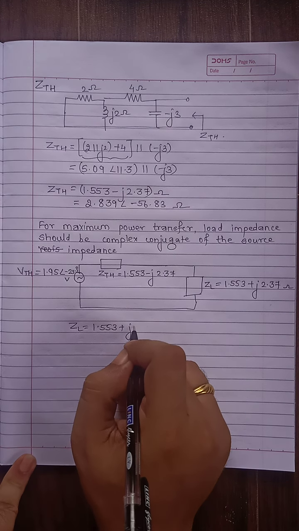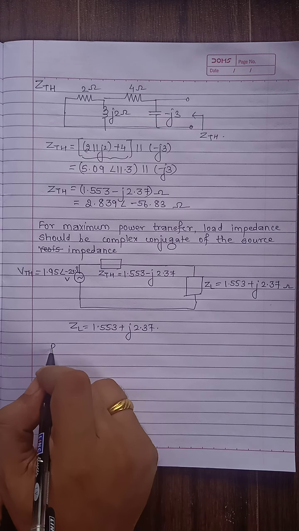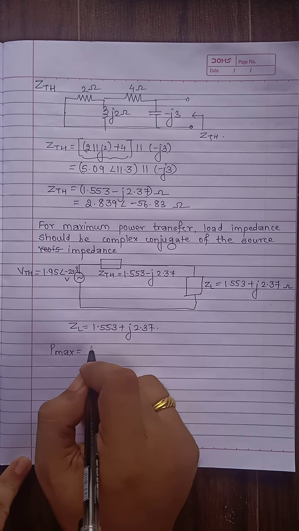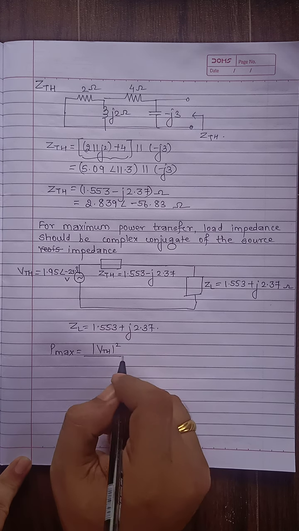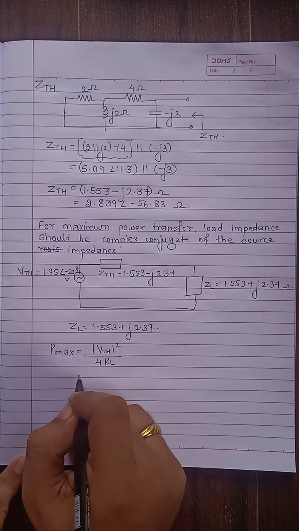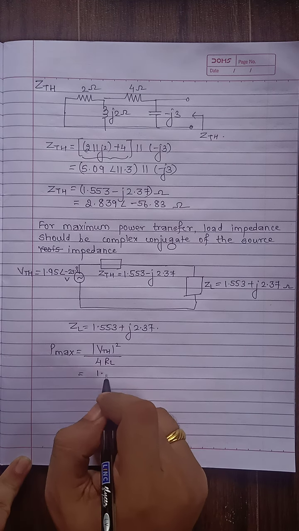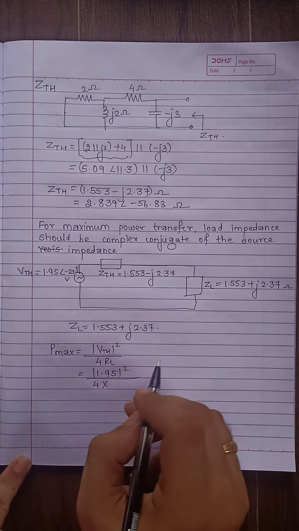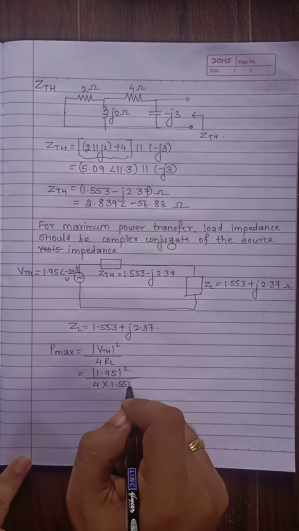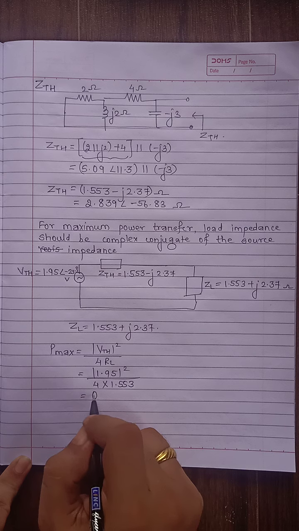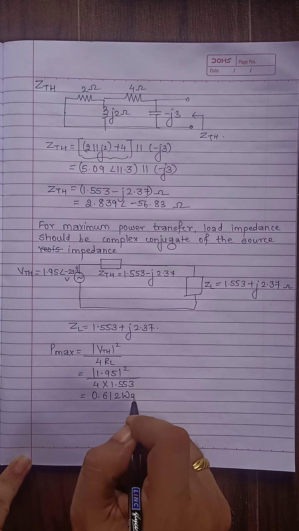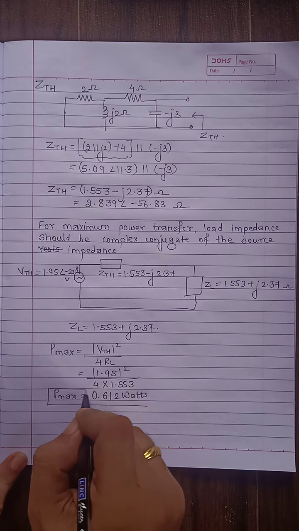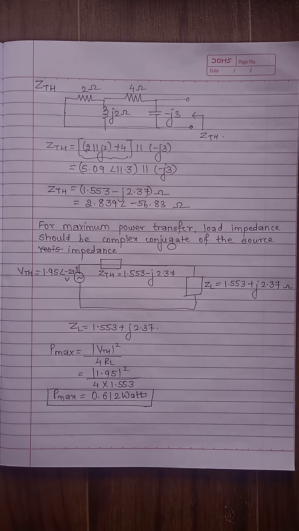For the value of maximum power, we calculate it as mod of VTH squared upon 4 times RL. VTH we have got as 1.95, mod of this the whole squared, upon 4 into RL, which is 1.553. So you'll get the maximum power as 0.612 watts. So Pmax, this is how we'll calculate the value of Pmax for the circuit with AC source.